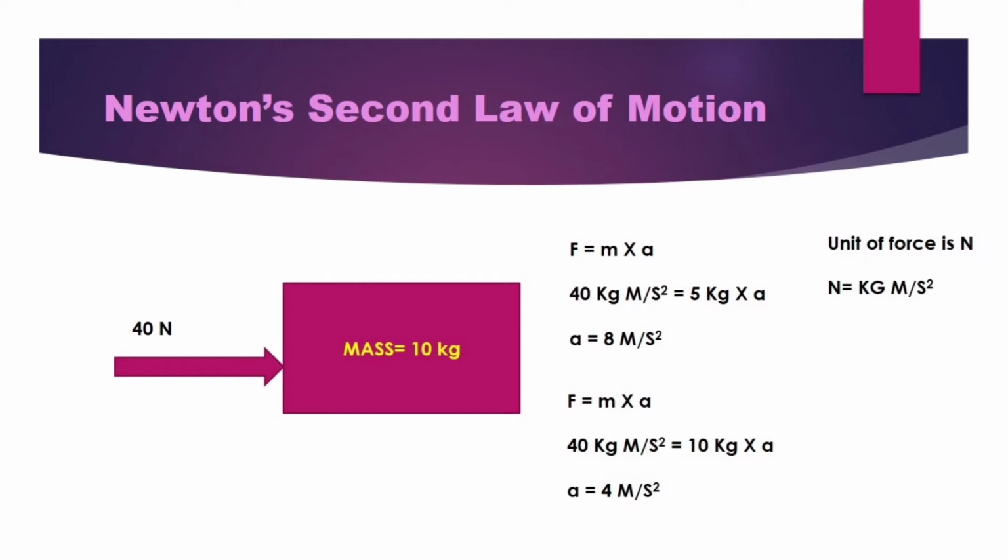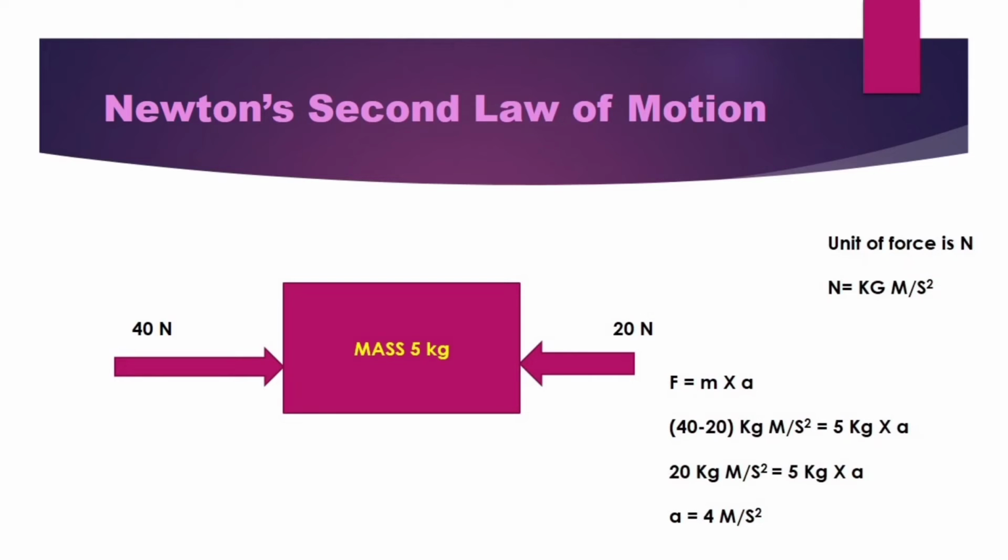Now let's say we double the mass to 10 kilograms and see what happens. Force is mass times acceleration, so 40 kg·m/s² is equal to 10 kilograms times acceleration. Here, we have increased the mass from 5 kilograms to 10 kilograms, so the acceleration would be 4 m/s² as against 8 m/s². So, when we have increased the mass, acceleration has reduced. So, acceleration is inversely proportional to the mass.